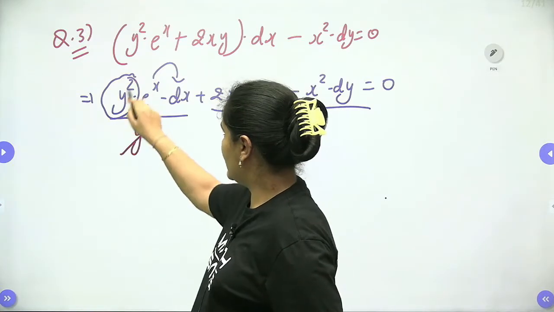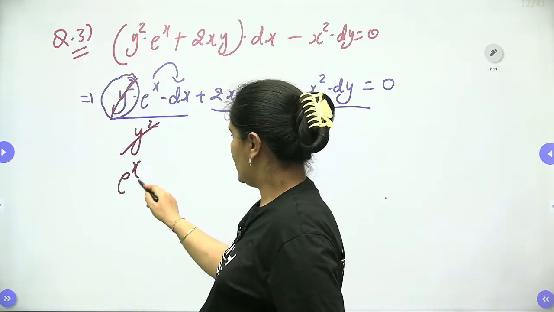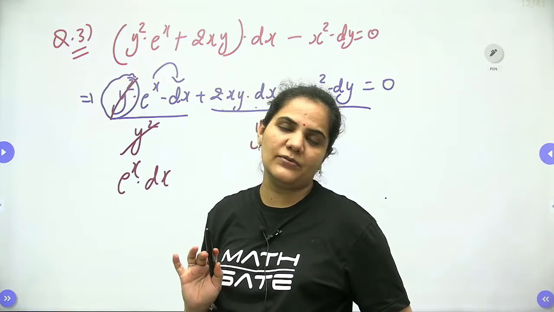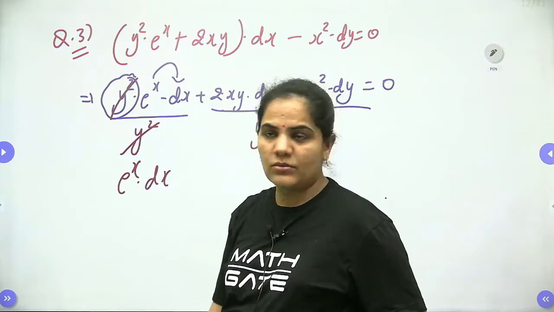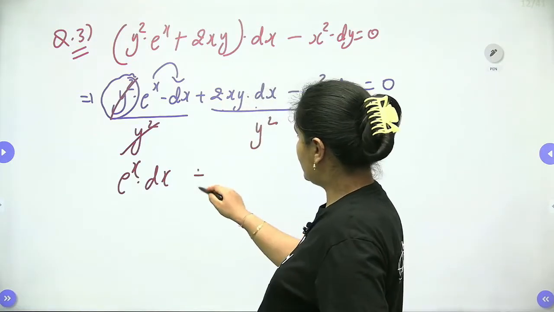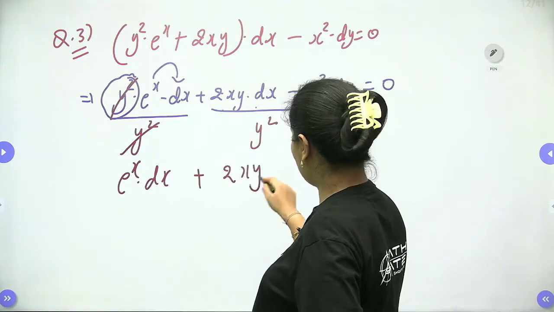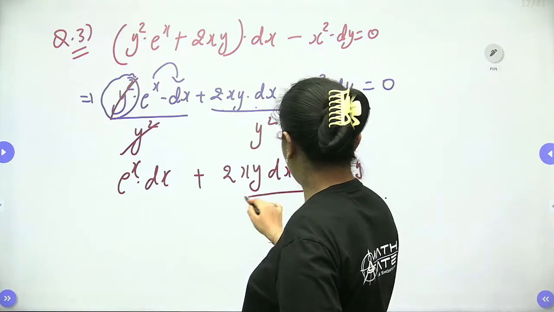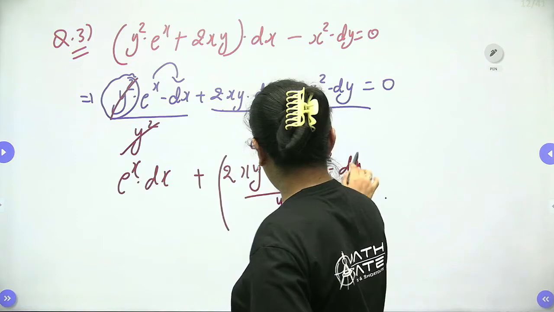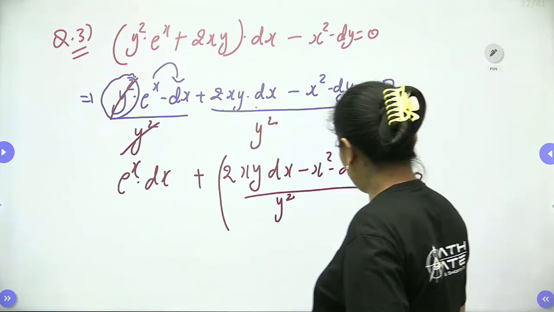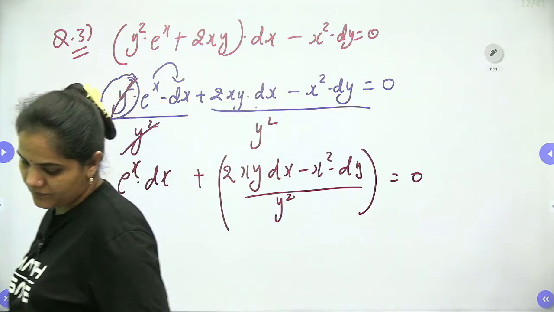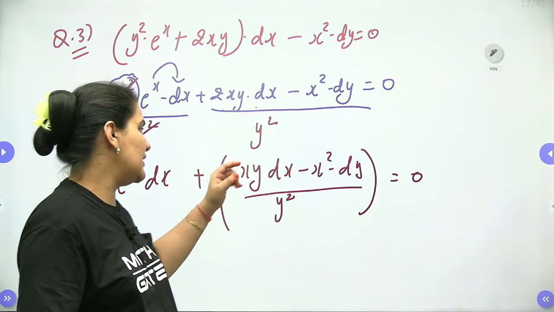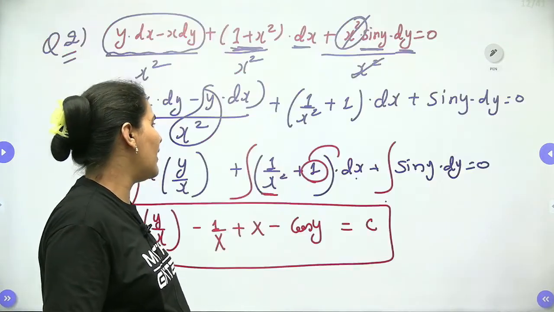So y square and y square will be cancelled out. Here you are easy with the integration, you only have to find the integration of e power x. Now what about this one? Do we have any form? We can check for that also, guys. x square dy divided by y square. Do we have any form like this? Yes, exactly we can have. It is nothing but the differentiation of x square by y.